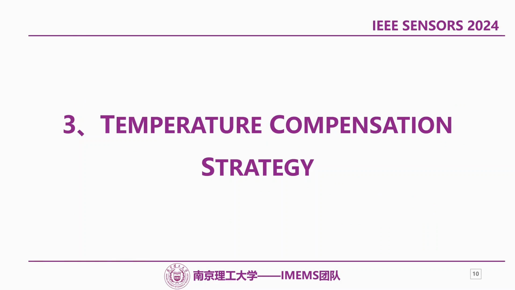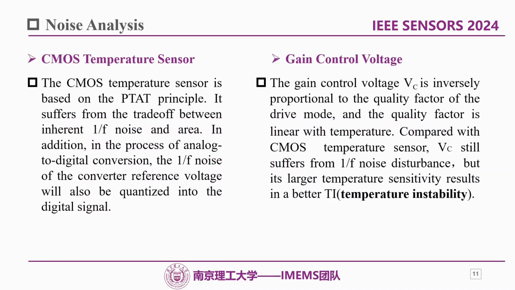The third part analyzes the main noise that affects the above 3 temperature sensors. The traditional CMOS temperature sensor suffers from the trade-off between pink noise and area. In addition, in the process of analog to digital conversion, the pink noise of the converter reference voltage will also be coupled into the digital signal.